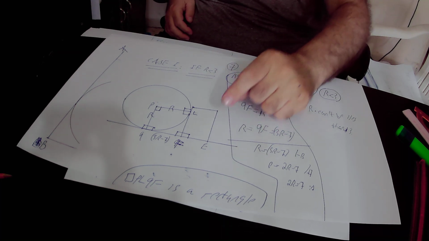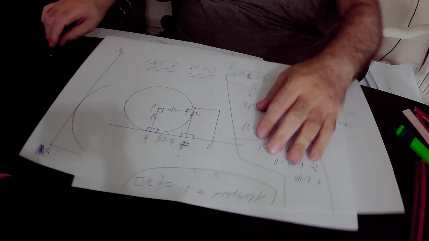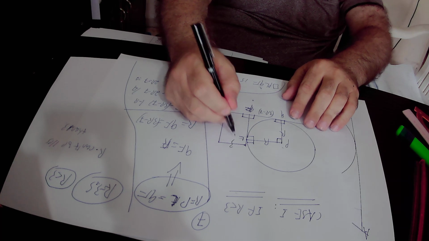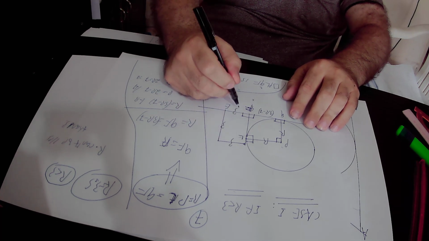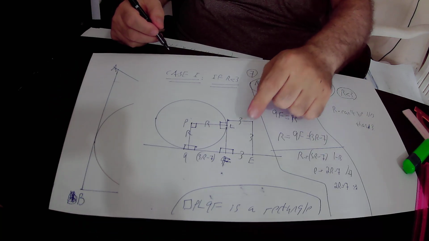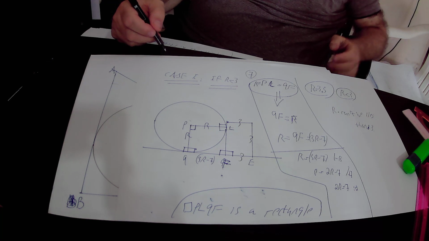You can see here that the side length of the square is 3 units, and because the radius is less than 3 units, the side length of the square is higher than the radius. Okay?